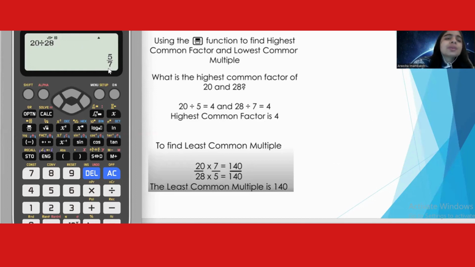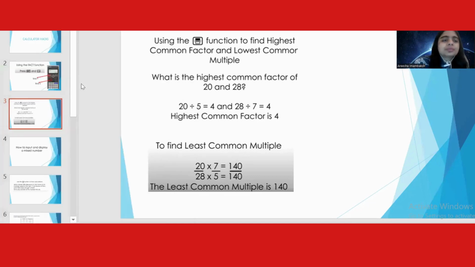And for LCM, we will multiply the numerator with the simplified denominator, and that is 20 multiplied by 7, 140. Similarly, we will multiply the denominator with the simplified numerator, and that is 28 multiplied by 5, 140. That is the LCM. So we might need it.